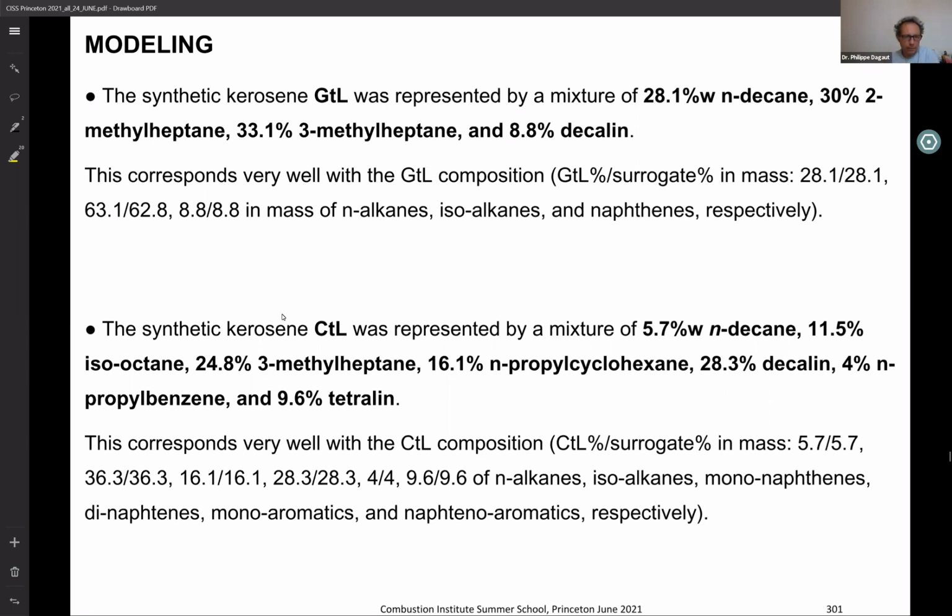For the synthetic kerosene from coal, we use a mixture of 5.7% of decane, 11.5% of isooctane, 25% of 3-methylheptane, 16% of propylcyclohexane, 28% of decalin, 4% of propylbenzene, and 9.6% of tetralin. And when we compare the fractions of the different chemical classes, again, you have a good match between those.